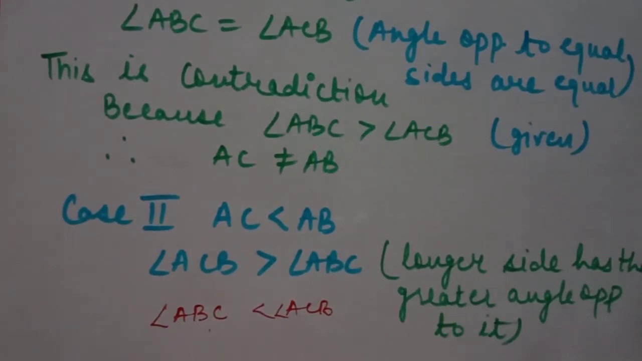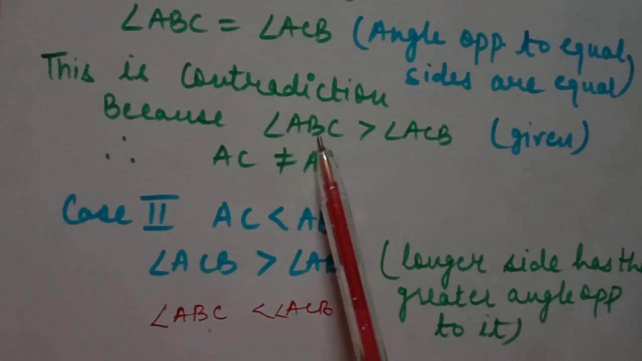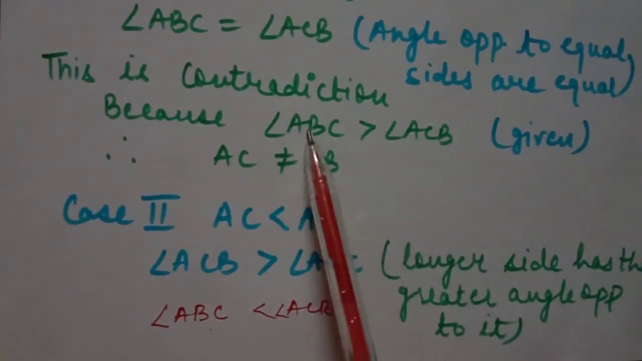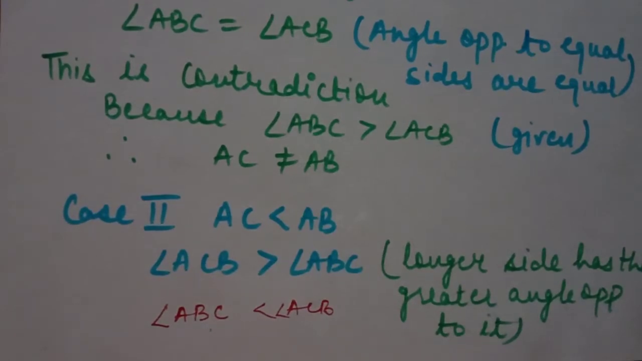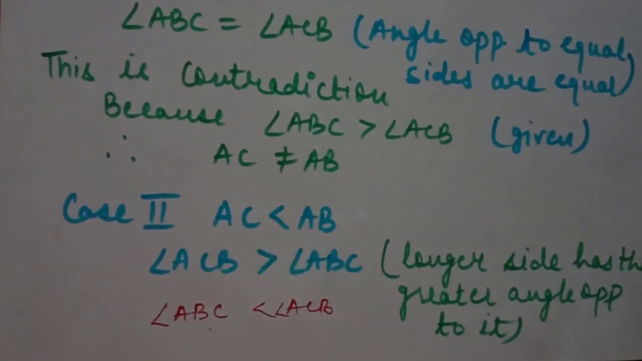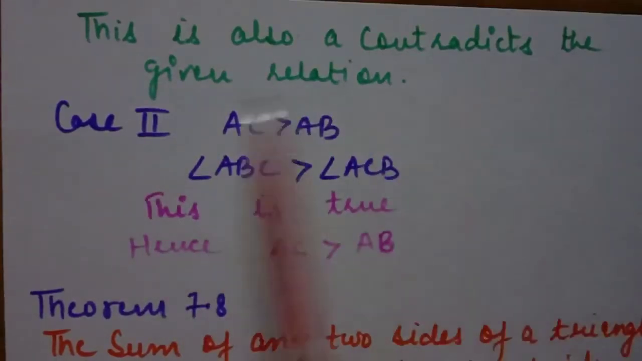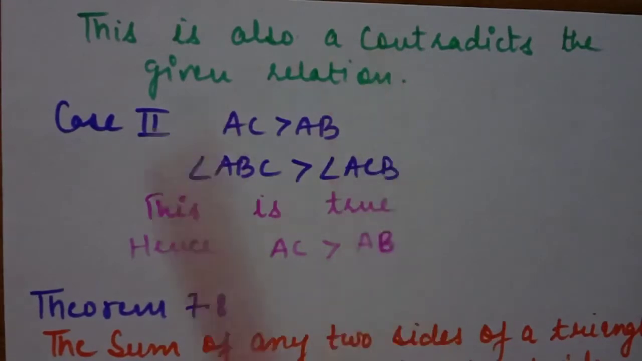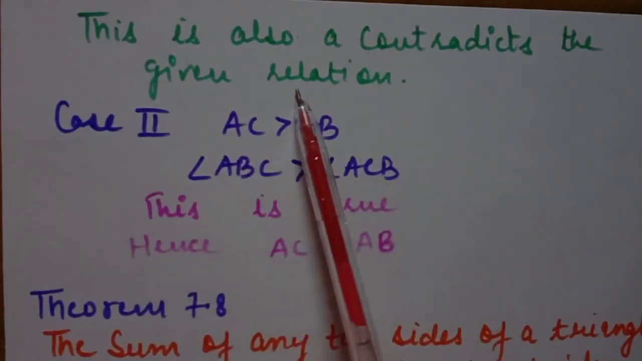Again, this is a contradiction because it is given that angle ABC is greater than angle ACB. It means angle B is greater than angle C. This is also a contradiction. It is also not possible. So case 2 is also not possible, as it contradicts the given relation.